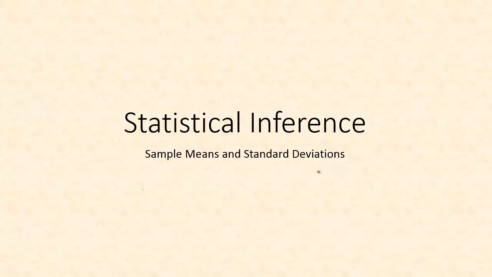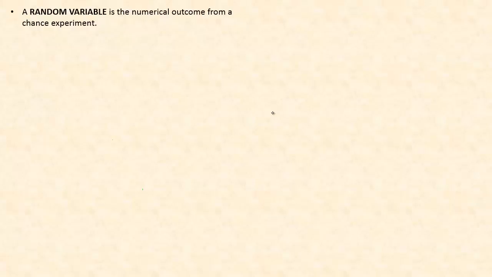Sample means and standard deviations. A random variable is the numerical outcome from a chance experiment. For example, rolling a standard fair cubical die. You can say things about the probabilities of each number coming up, but you can't tell which number is actually going to come up when you roll the die.